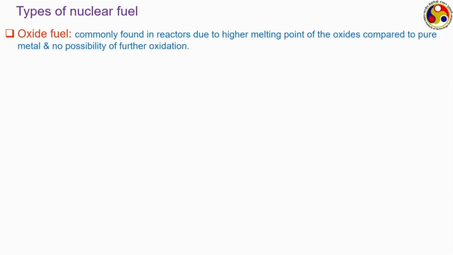There can be several types of nuclear fuels that we can find. One can be oxide fuels. It is quite common to find uranium oxide or plutonium oxide or a mixture of that as a fuel inside the reactor. Oxide fuels generally offer a very high melting point compared to the pure metal itself, and also as they are already in the oxide form, there is no possibility of any further oxidation, thereby expanding the thermal limit of operation.